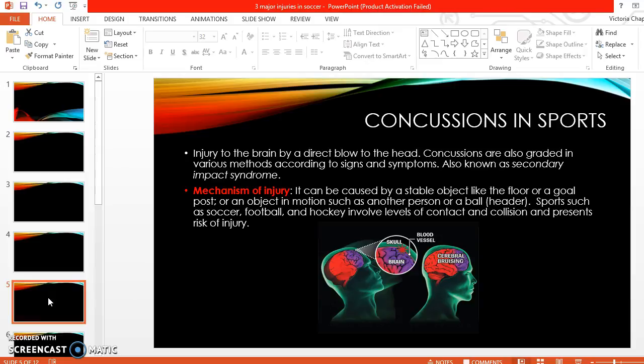Okay, my next injury was concussions in sports. As we all know, concussions are very severe and we don't pay too much attention to them, and they're mostly in every sport. I know we like to think that it's just football, but it's not.